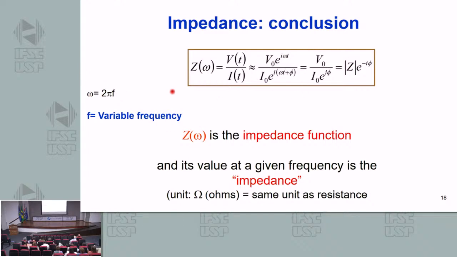We will use the angular frequency omega equal to 2 pi f. We will have variable frequency. This will be fundamental in impedance spectroscopy. Z will be the impedance function, and its value at a given frequency is the impedance of the material at that frequency. Note that the unit of impedance is the same as a resistance. That's why I say the impedance is a resistance, but measured in alternating current, and we use variable frequency. This is also very important because we will separate different phenomena with different time constants. We can separate them by impedance spectroscopy.